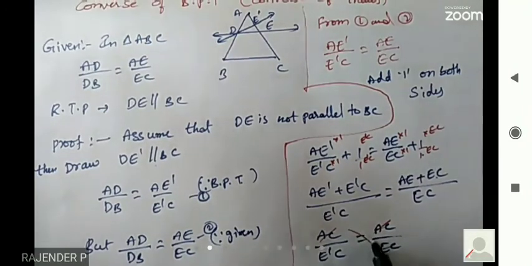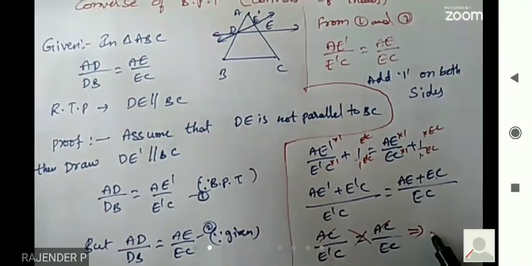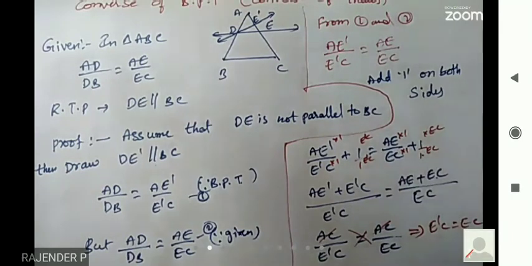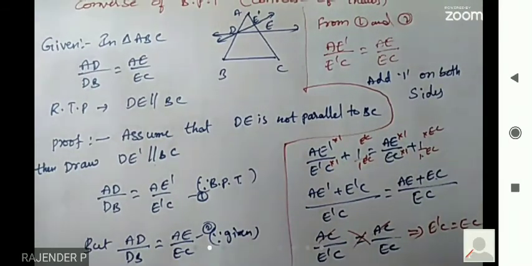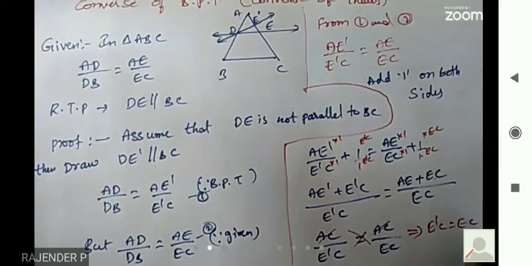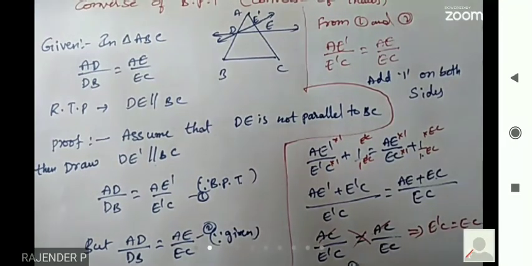Doing the cross multiplication, we get E dash C is equal to EC. When we observe in the figure, E dash C and EC are not equal. So that is impossible. Due to our wrong assumption, we reach this contradiction. E dash C is equal to EC is impossible.